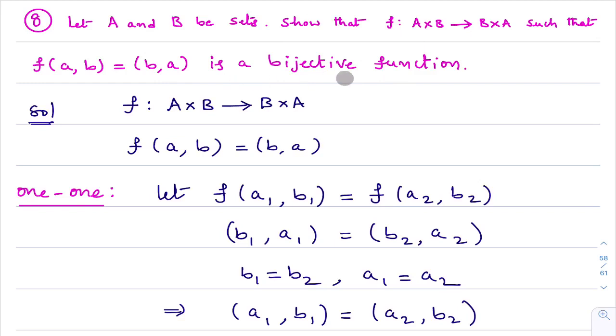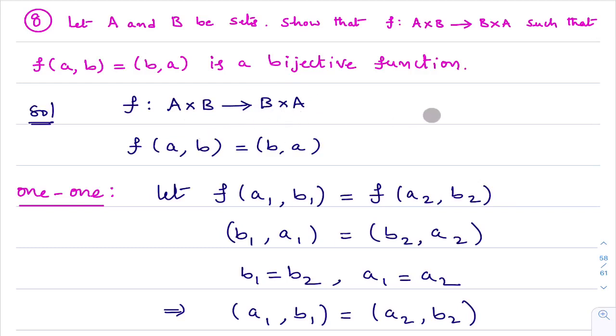First, we will try to understand what is the given information. They are saying that f is a function from A cross B to B cross A. And how is the function defined? The function is defined like this: f of (a, b) equal to (b, a). Here I need to tell a few things. A cross B contains ordered pairs, right? B cross A also contains ordered pairs.